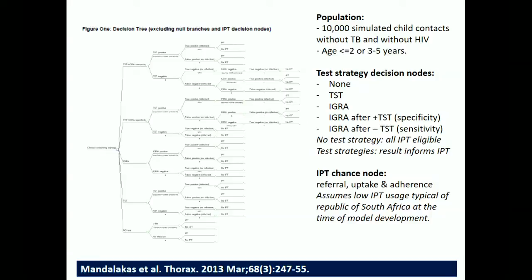We had 5 testing strategies. We had a no testing strategy, which basically means everybody who entered the model was eligible for IPT because they were household contacts, under 5, and they didn't have TB. The testing strategies were simply TST, IGRA alone, IGRA after a positive TST, which maximizes specificity, or IGRA after a negative TST, which maximizes sensitivity. And then the IPT chance nodes actually looked at referral, uptake, and adherence, and based on our study setting at that time, we used very low IPT usage.